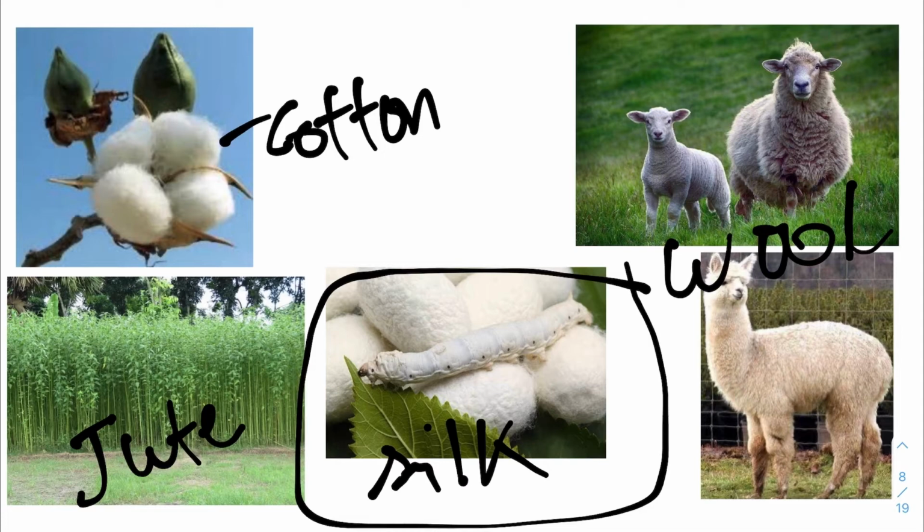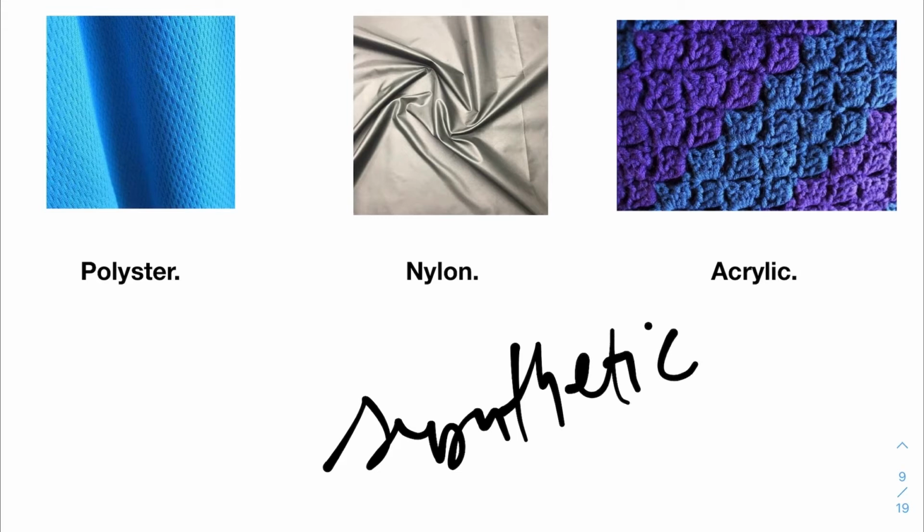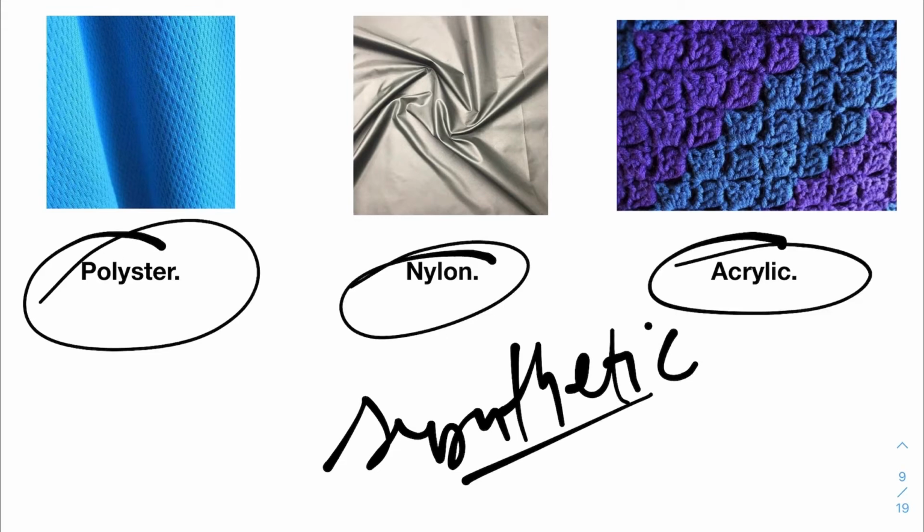But for the last 100 years or so, fibers are also made of chemical substances which are not obtained from plant or animal sources. So these are called synthetic fibers. These are not natural. For example, polyester, nylon, acrylic.